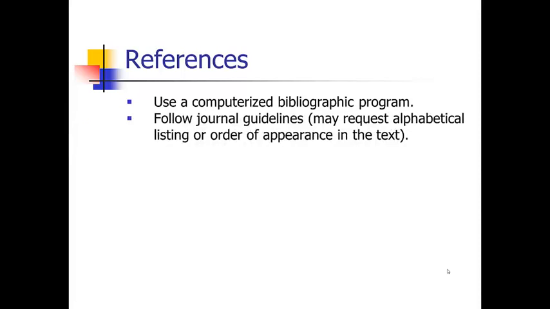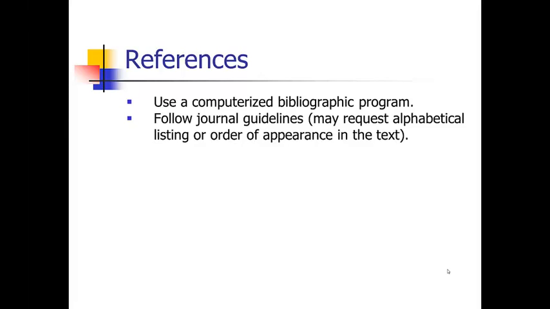If you have a computerized bibliographic program, you don't have to worry about things like this. Journals differ in how you order those references in the reference section. Some journals want alphabetical order. Some journals want the order in which those references appear in the text. So if you're not using a computerized program, you're going to have to figure that out, and it's a real pain to switch between the two.